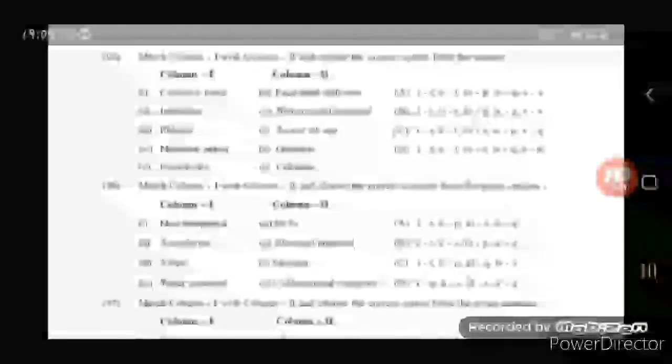Let us come to the next question, that is question number 96. Here they have given again two columns. In column 1 they have given four options. First one is more transpiration, zero fights, xylem, water potential. In column 2 they have given again four options, that is first one is 60%, chemical potential, stomata, unidirectional transport.